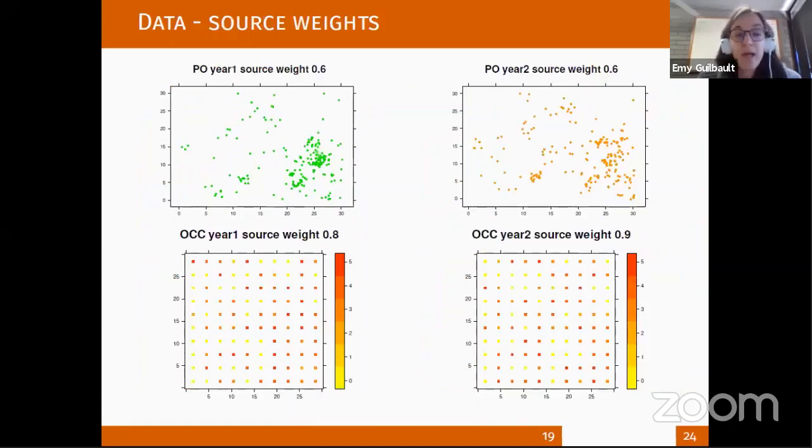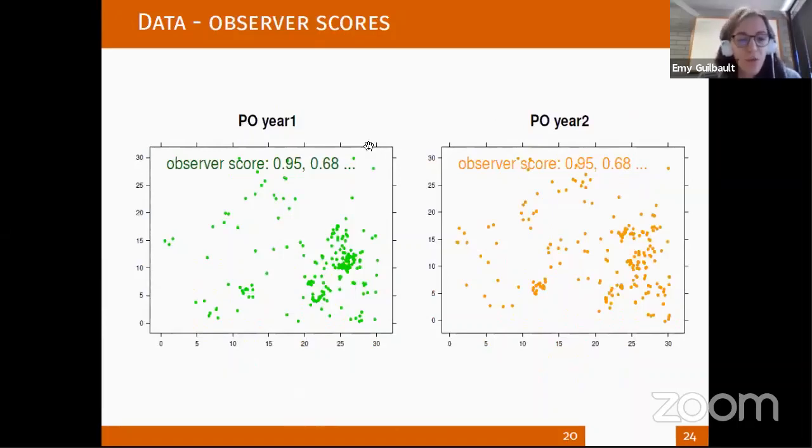But we can do more. We can add, like I said, source weights. If we trust occupancy data more in terms of information and accuracy, we can put a weight of 0.8 or 0.9 for those data sets, and only 0.6 maybe for the presence-only data. We can also add an observer score. For each presence-only data point, we can input a score that relies on how much we can trust the observer to make a good observation. All of that has been tested and gives similar results to what I showed you before, with slight differences.